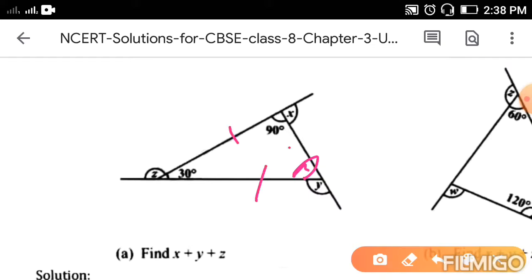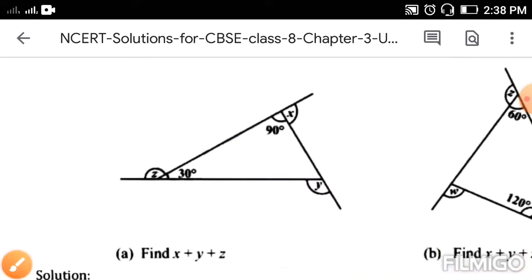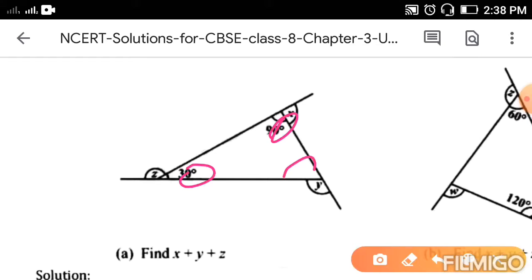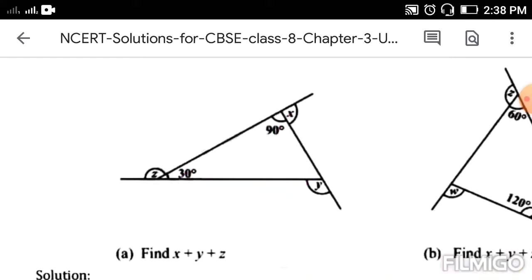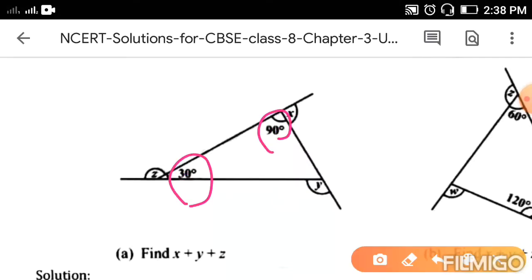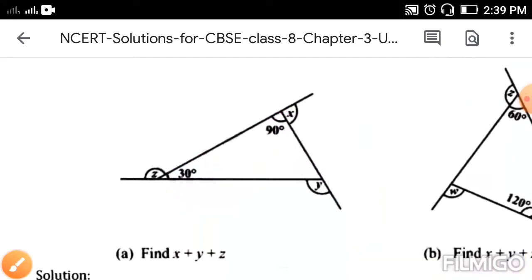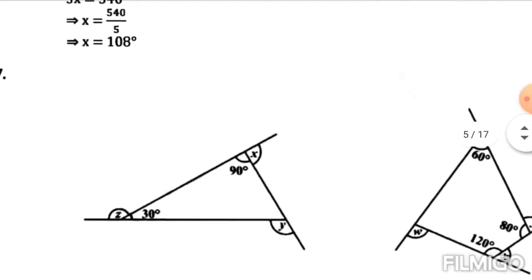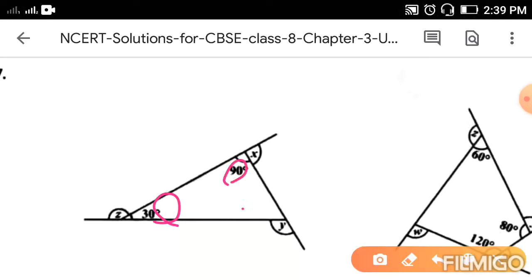First of all, this figure is a triangle. So what is the angle sum property of triangle? 180 degree. It means the sum of all these three angles is 180 degree. Out of three angles, two angles are given, 30 and 90. So the third one will be 180 minus 30 minus 90. So this will be 60 degree. Now you have all these three angles: 30, 90 and 60.